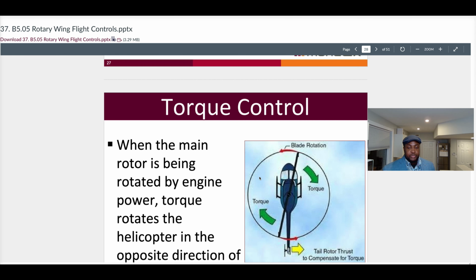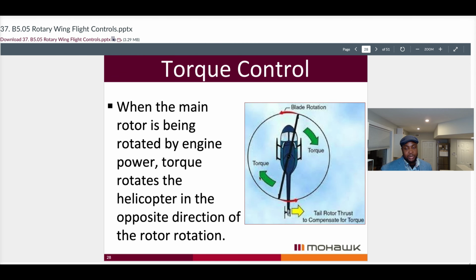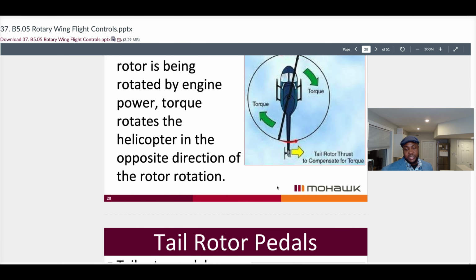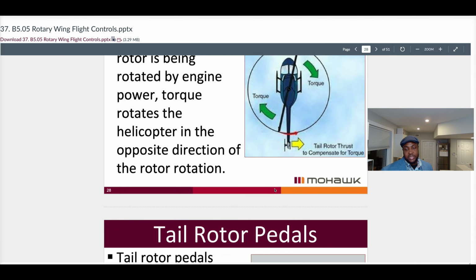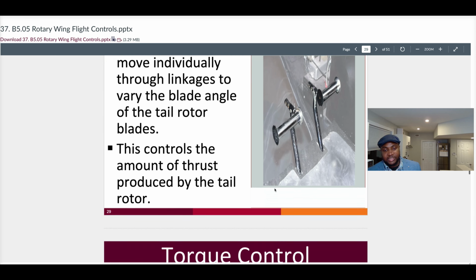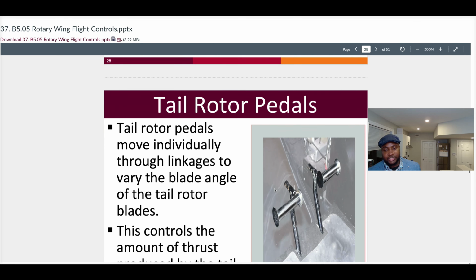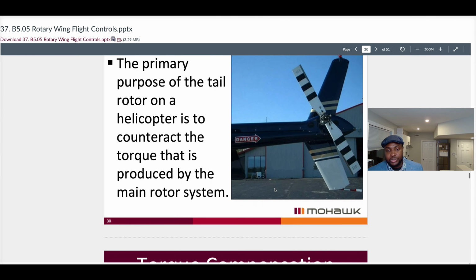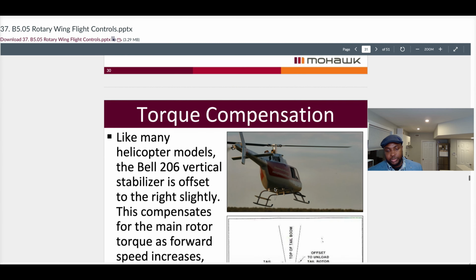When the main rotor is being rotated by engine power, so in powered flight, when the air is flowing down through the rotor system, torque rotates the helicopter in the opposite direction. That's why we have tail rotors, which are there to compensate and counteract that. Tail rotor pedals move individually through linkages to vary the blade angle of the tail rotor blades, providing tail force in whichever direction is required to counteract main rotor torque. The primary purpose of the tail rotor on the helicopter is to counteract the torque that's produced by the main rotor.